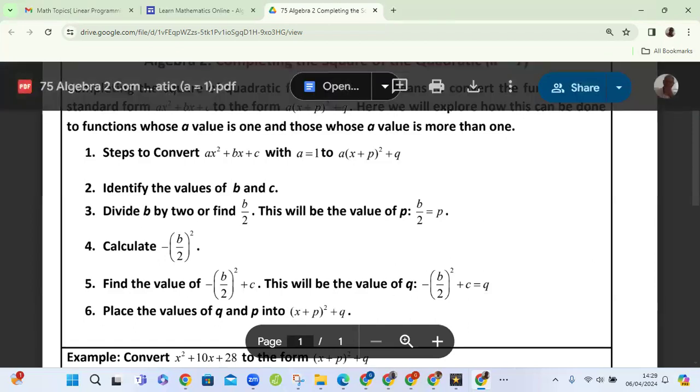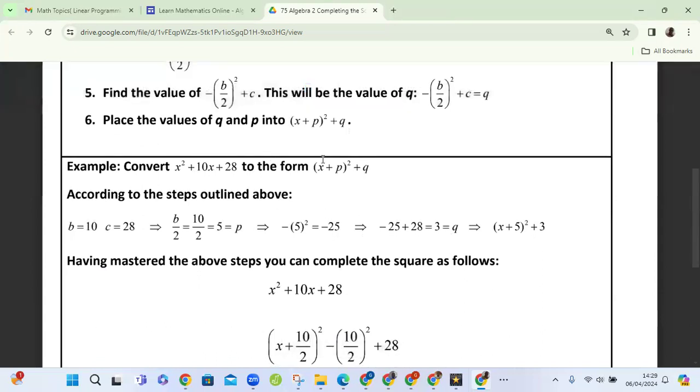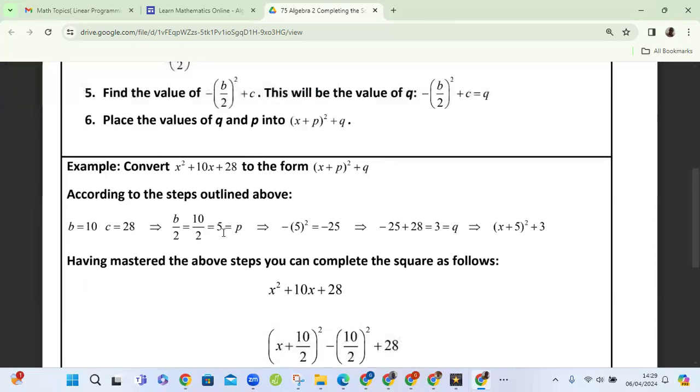Let's look at an example. You have x squared plus 10x plus 28, and you want to convert it to the form x plus p all squared plus q. You want to complete the square. Completing the square is like having this x plus p all squared, a completed square. So first we need to find p. We said p is equal to b over 2. B is 10 and c is 28. So b over 2, 10 over 2, is 5. P is 5.